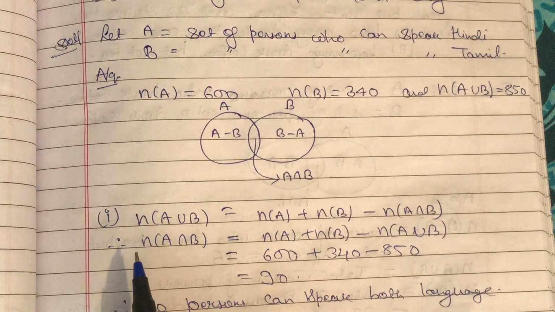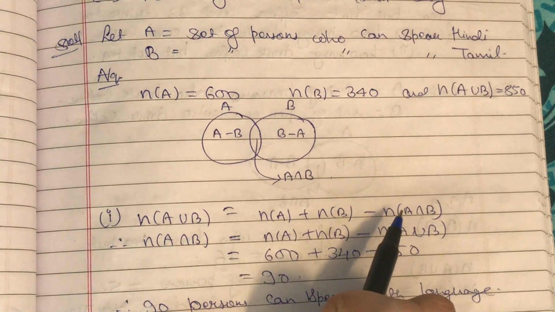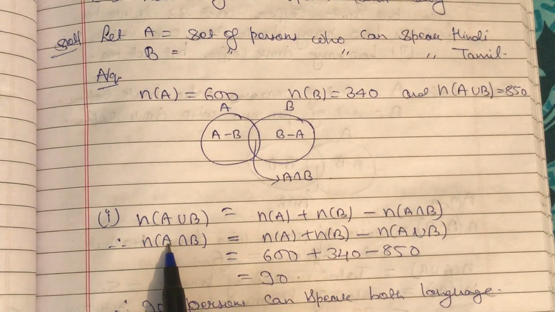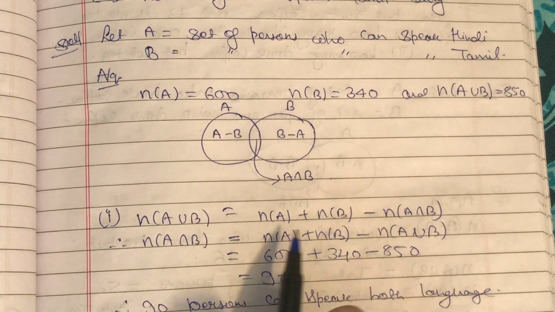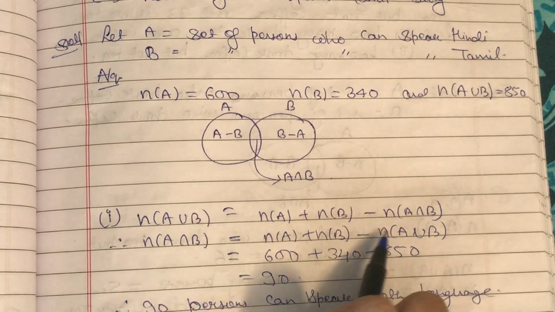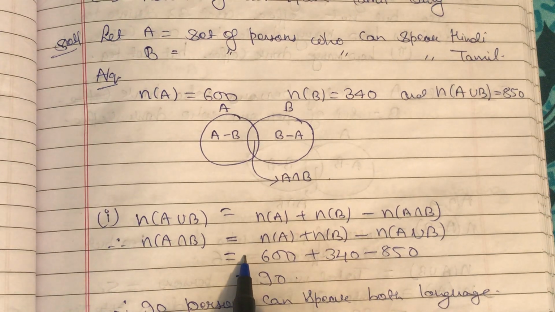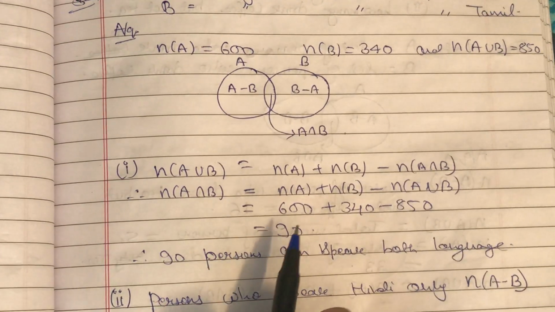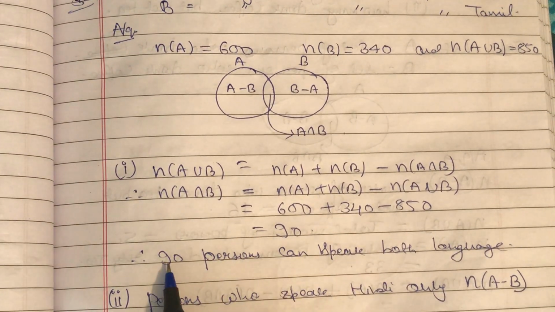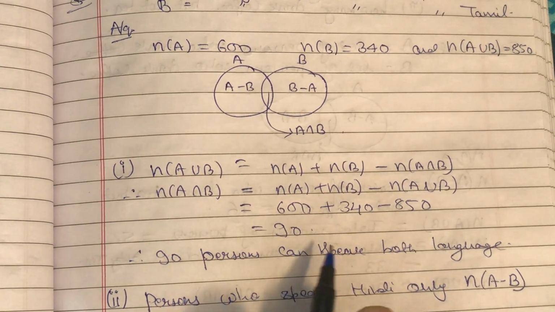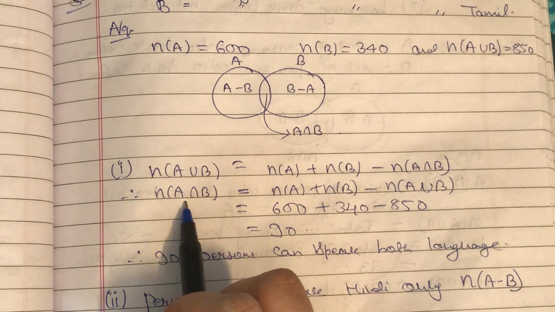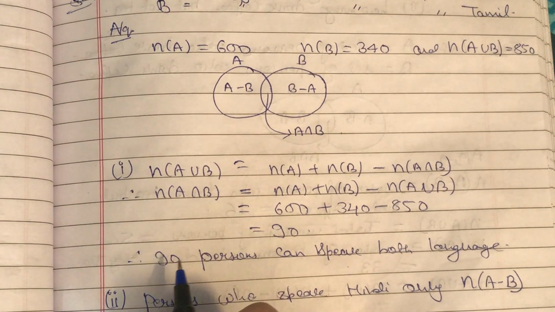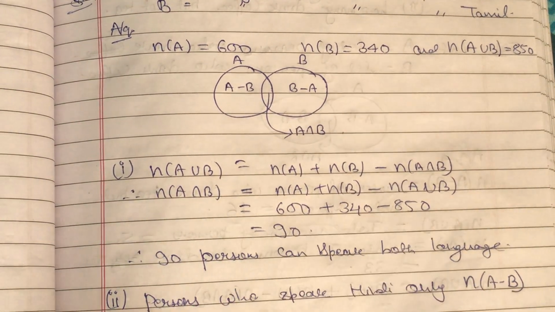Now if this is shifted to the LHS and this to the RHS, it will be like that. We'll put the value of each symbol in the equation, and when we solve it, we'll get 90. Therefore, there are 90 people who can speak both languages. Intersection means elements which are present in both the sets, right? So there are 90 who can speak both languages.